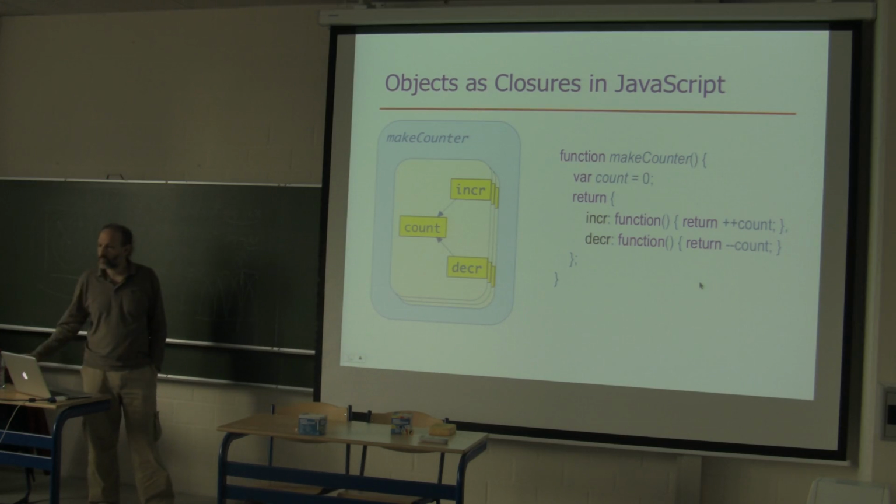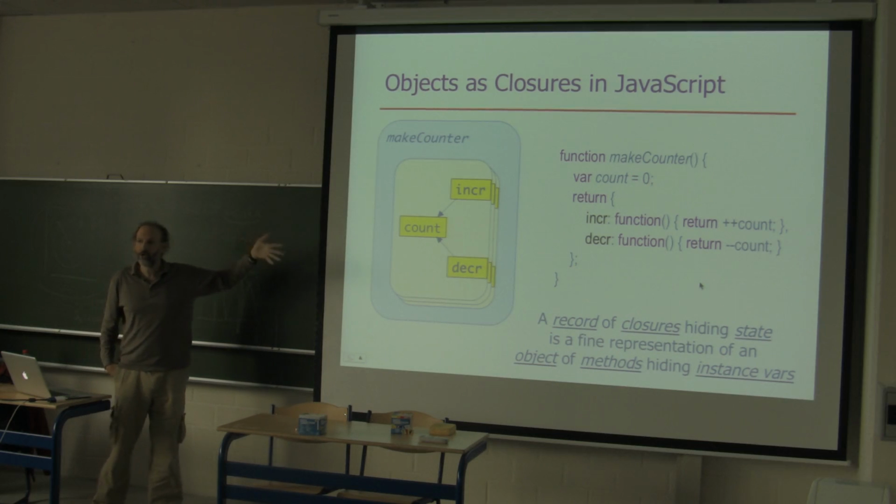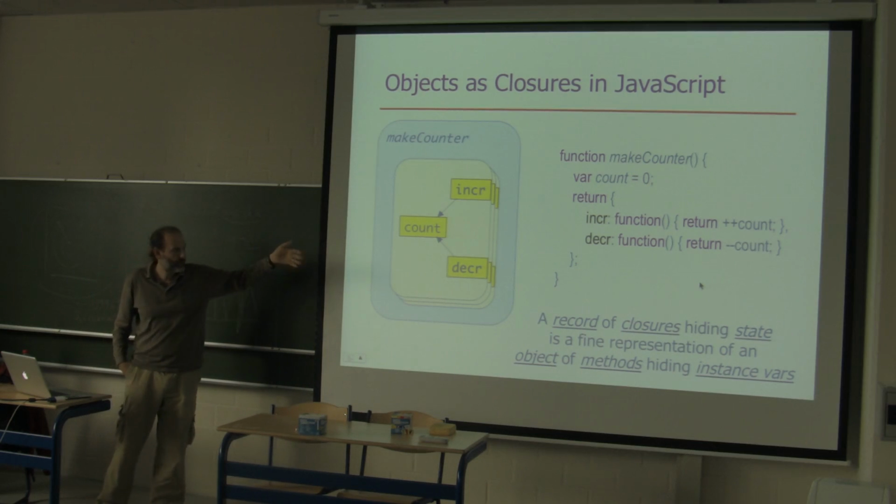So what you're saying is make counter is a class and it returns objects when you call it. Yes. Basically. That's right. So what Peter said is that this pattern of composing functions and records gives us the equivalent of the classic object from object-oriented programming. So you can just think of this pattern as how you express classic objects in JavaScript.